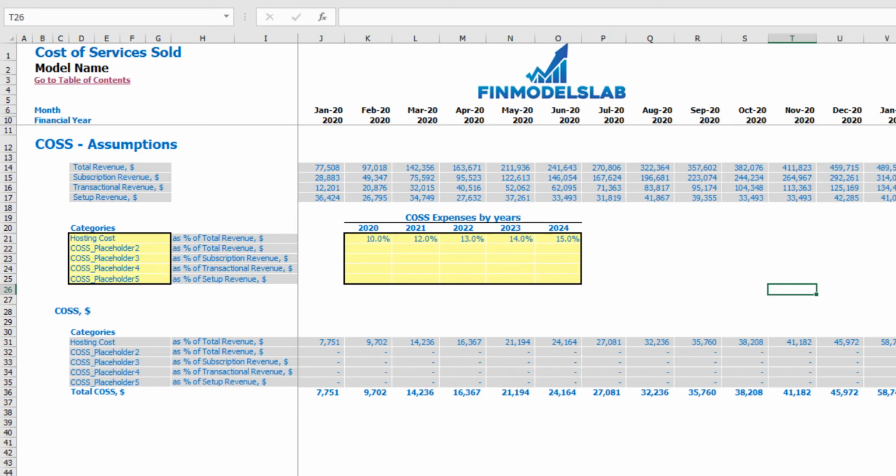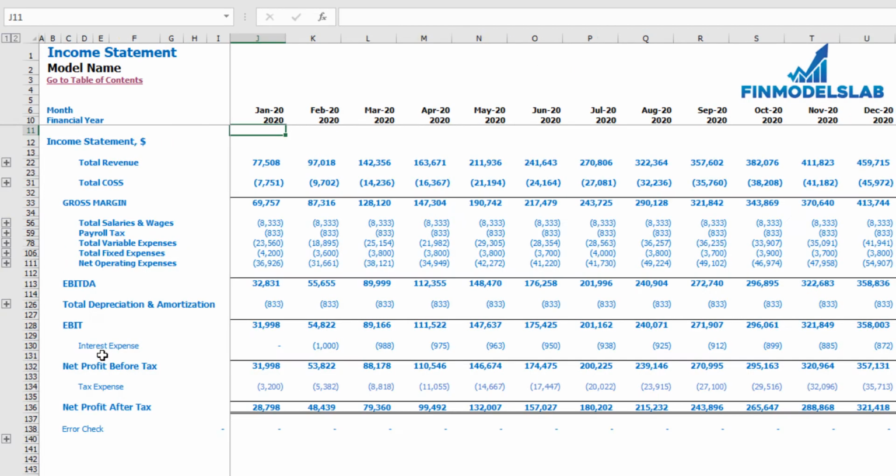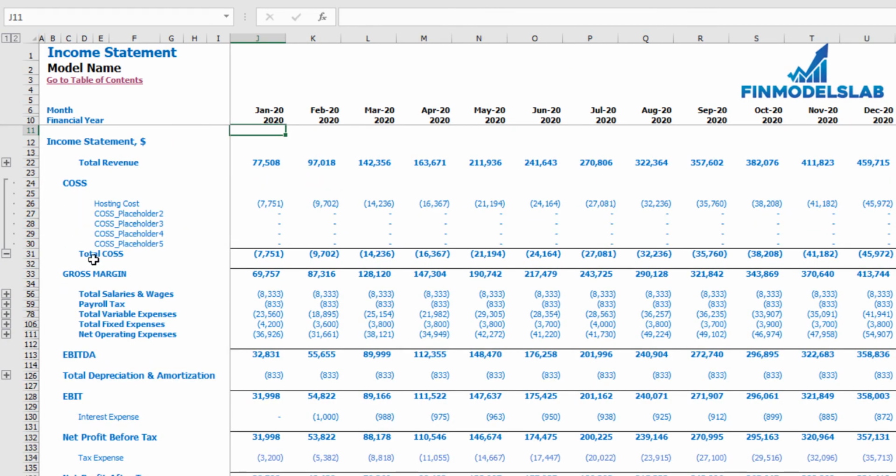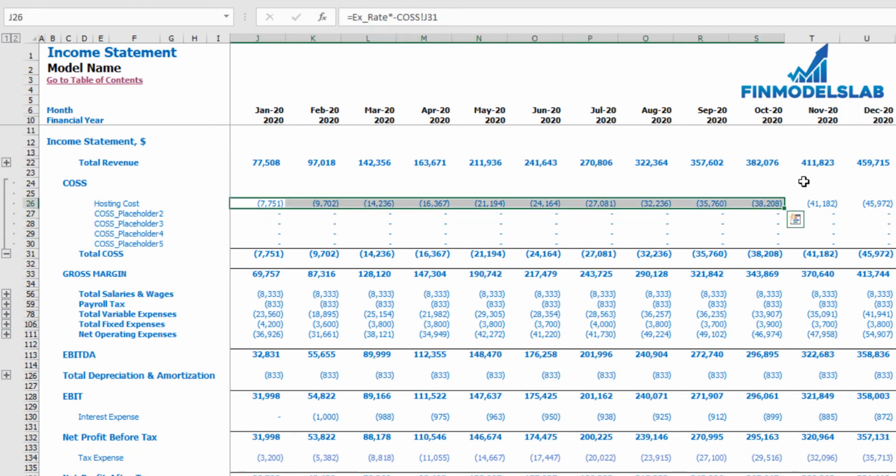Finally, in the Income Statement tab, under the Total Costs section, you may find all the 5 line items and the amounts by months.